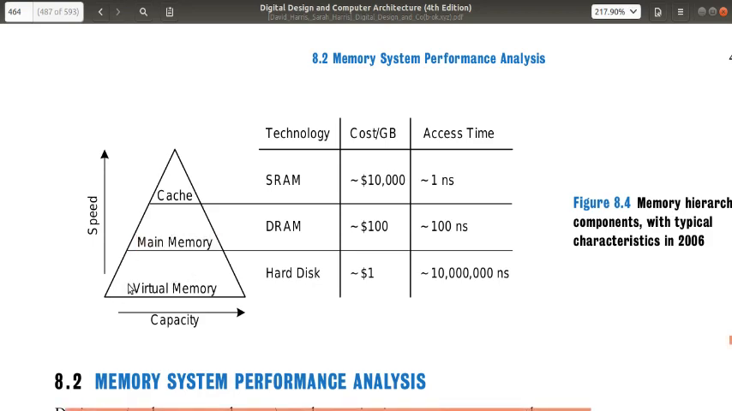Then the last, the bottom part, is virtual memory, or you can say secondary memory, which is the hard disk. There isn't much of a practical difference. So this is the memory hierarchy. We have the cache memory, main memory, and virtual memory or secondary memory. The implementation used here is the hard disk. For main memory, it is dynamic RAM or ROM. It can be ROM also. For cache, we are using static RAM, SRAM.